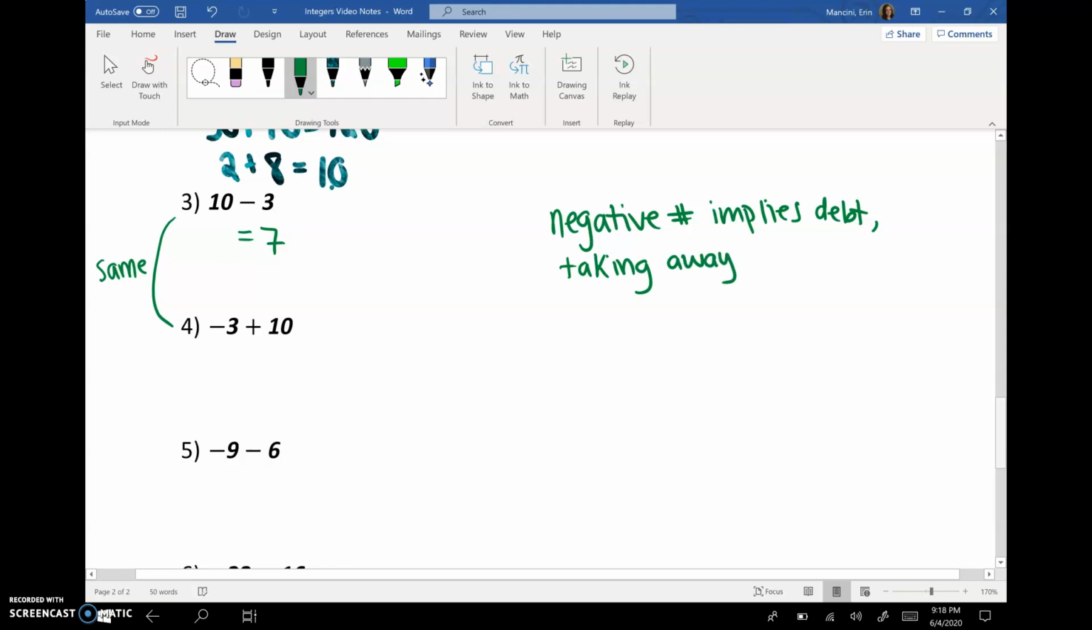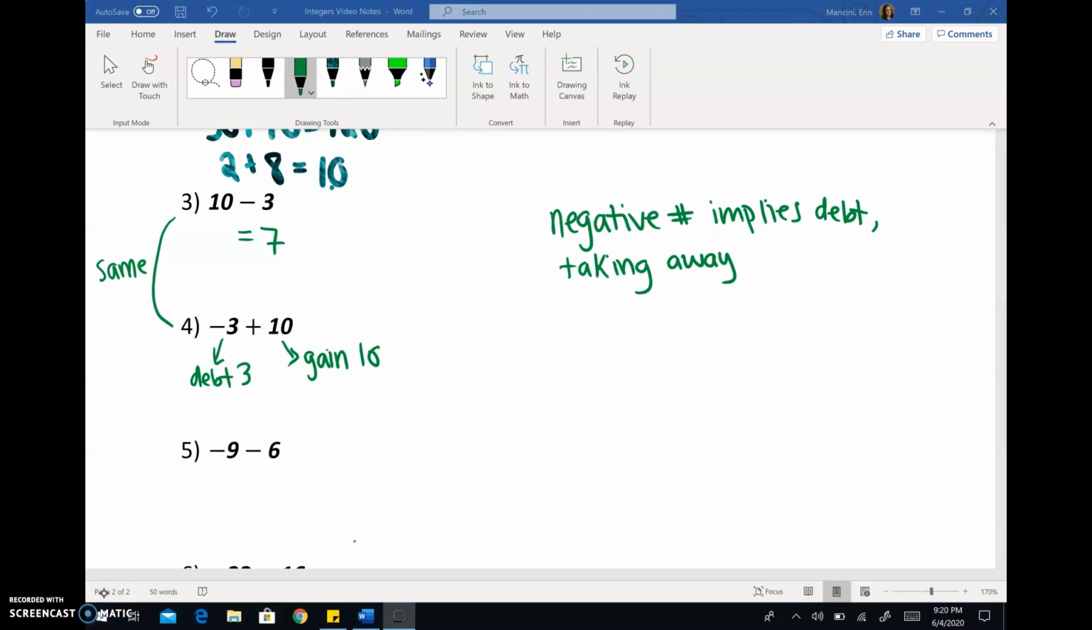Which is easily seen when I say 10 minus 3, right? You're taking away 3, so we only have 7 left. You have $10, you take away 3, you now have $7. This problem says the exact same thing. It says you were in debt $3, which means like you owed the bank money, right? You owed the bank $3, you did not have those $3, you were in debt. But then you have plus 10, which means you gained $10. So you were in debt 3, but then you gained 10.